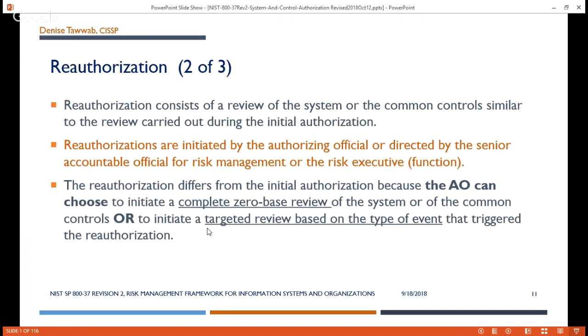Reauthorization consists of a review of the system or the common controls, similar to the review that's carried out during the initial authorization. These reauthorizations are initiated by the authorizing official or directed by the senior official who's accountable for risk management or by what NIST calls the risk executive function. The reauthorization is different from the initial authorization because the AO can choose to initiate a complete ground up review of the system or the common controls, or the AO can choose to initiate a targeted review based on the type of event that happened to trigger the reauthorization.